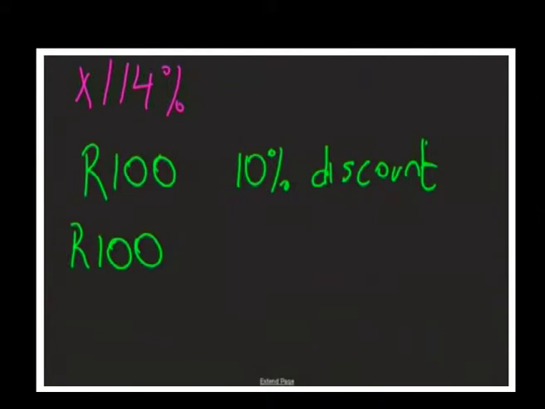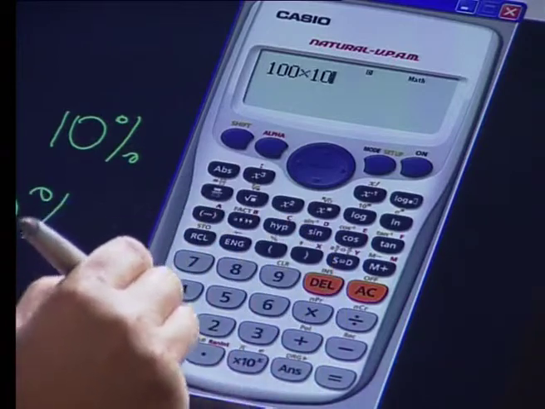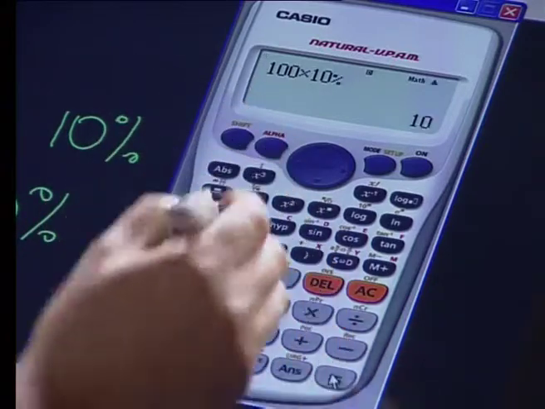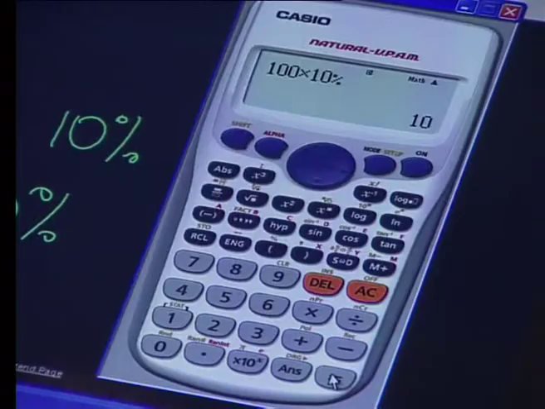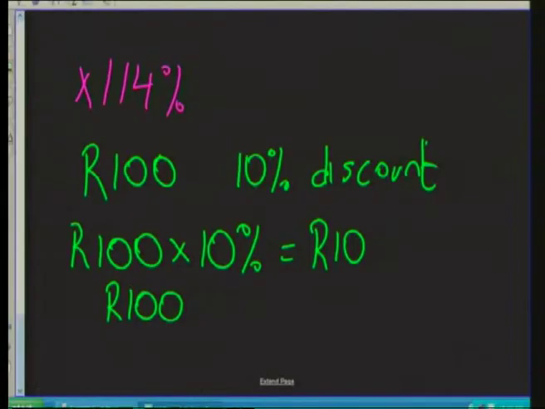100 Rand, let's calculate what is the percentage. So it's times by 10%. Let's do that on our calculator just in case we need to. 100 times by 10%, and we see that that is 10 Rand. So going back to this, that is 10 Rand. Now it is a discount, so I'm taking my original amount minus 10 Rand, and the total that I pay will now be 90 Rand.